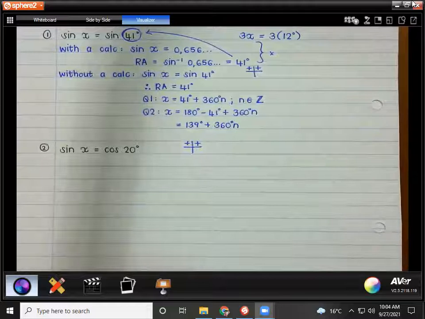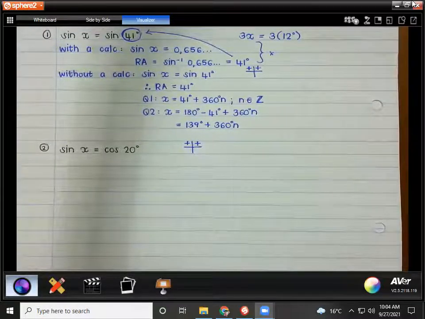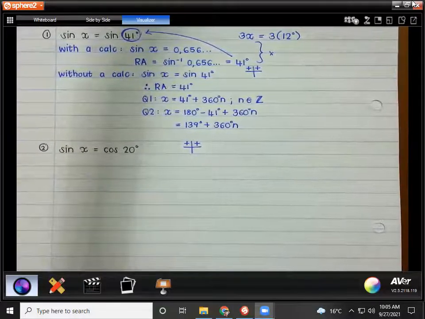It's not sine equals sine, it's sine equals cos. So what do you think we can do? I want to hear from someone else. James, yes? I can't do that this time because we don't have the same angles. If we had the same angles, we could do that.